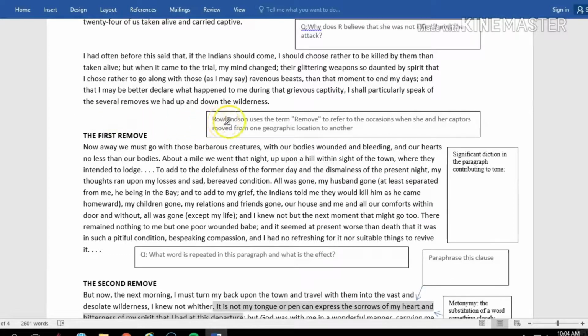Okay. Rowlandson is using the term remove to refer to the occasions when she and her captors moved from one geographic location to another.